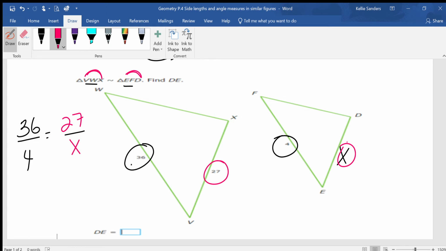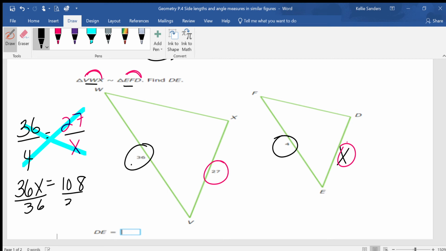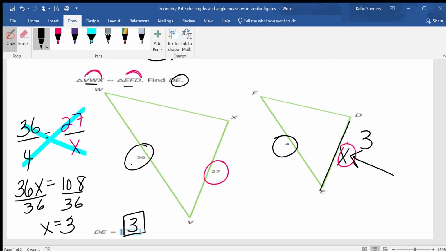If we have two fractions that equal each other, and I don't know one of the sides, what are we going to do? Cross multiply. So 36 times X is 36X. 27 times 4 is 108. Divide by 36, divide by 36, and your X is going to be 3. That is DE. We're looking for DE. So our answer is 3.